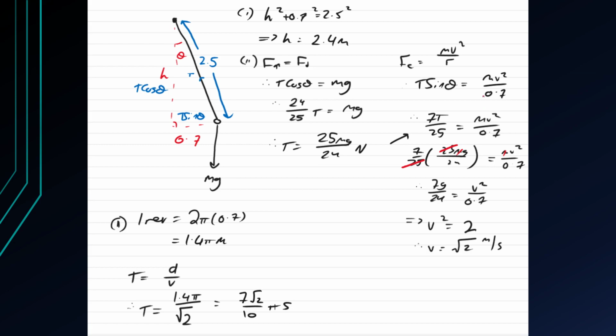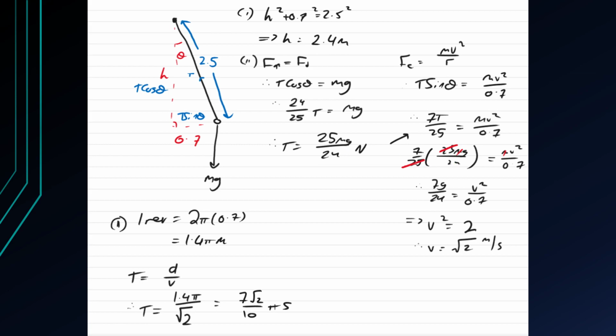Next up, we have the centripetal force is mv squared over r. Since we're not technically looking for omega or v, but I just tend to like using v if there's a choice. So therefore T sin theta is mv squared over the radius, which is 0.7. So sin theta is 7/25, so 7T over 25 is mv squared over 0.7. But we know what T is, it's 25mg over 24.